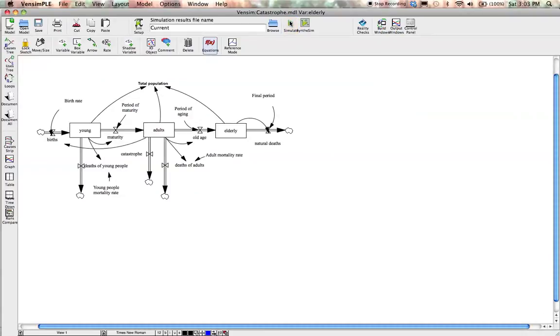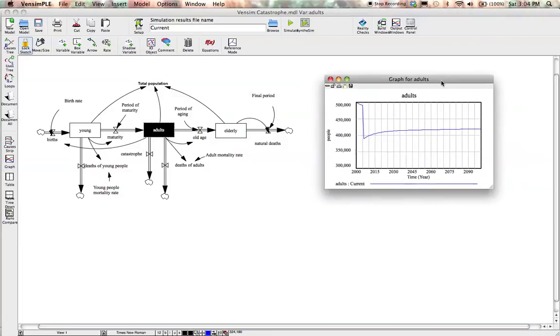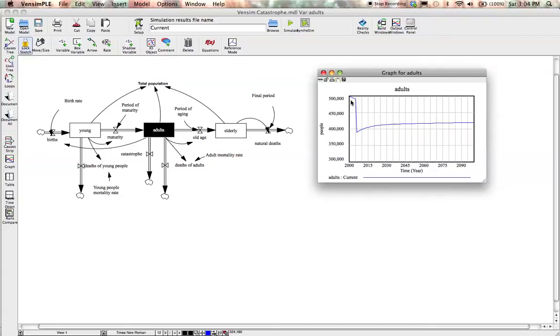So you can just do a simulation, and the simulation is done very quickly. And now we can go to the graphs and see what happens. So let's take first a look at adults. I think that's because those are the ones that undergo the catastrophe. And if you look at the graph for adults, you can see here what we were referring to. The adults start at 500. During the first 5 years until 2005, the adult population is going down. That probably means that a lot of them are becoming old.